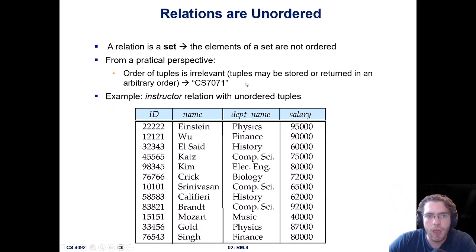Okay. What I said earlier is that relations that we have are unordered. So a relation is a set. The elements of a set are not ordered. So from a practical perspective, the order of tuples is irrelevant. Tuples may be stored or returned in any arbitrary order. So CS4071, sometimes it might be 7071 CS, stuff like that too. So if we have an instructor relation with unordered tuples, we have ID, name, department name, salary.